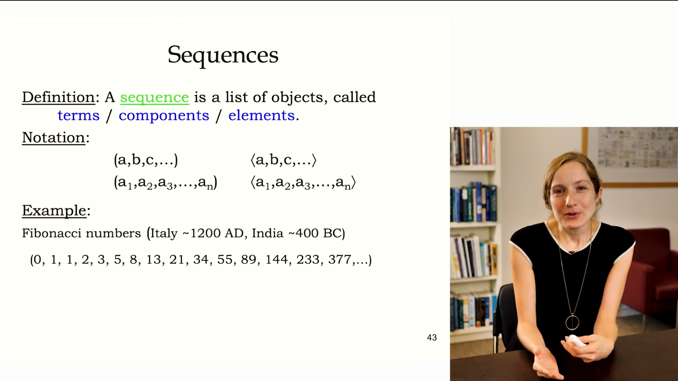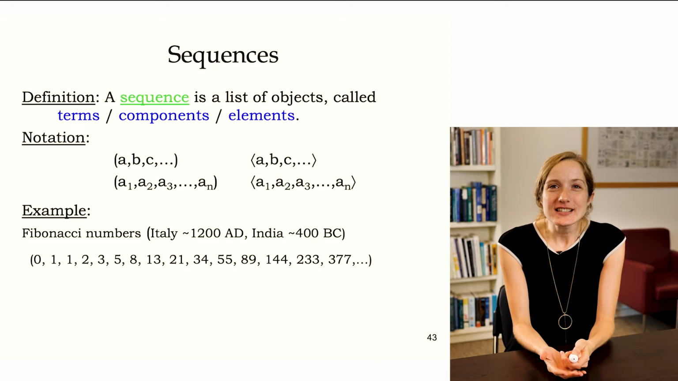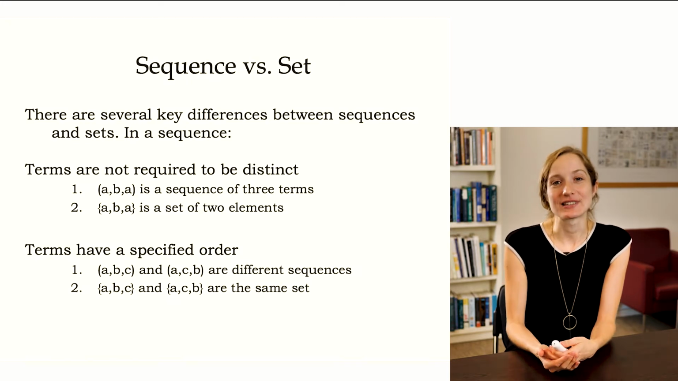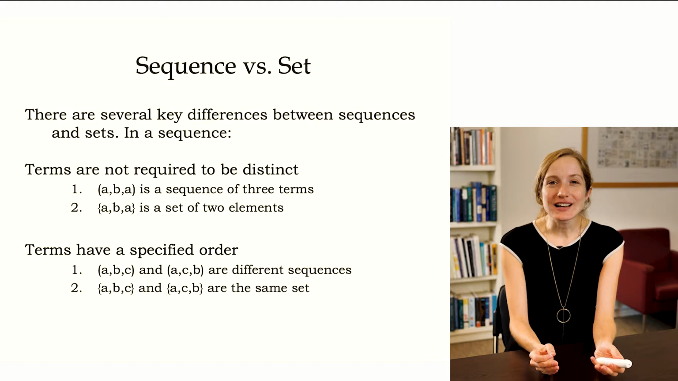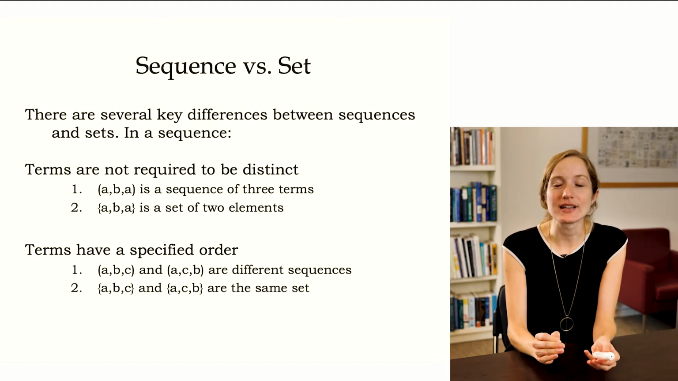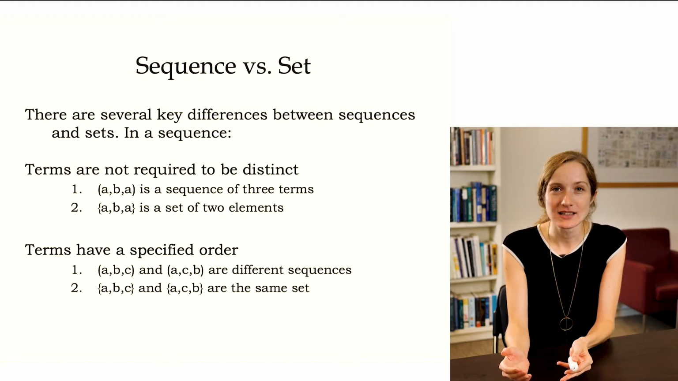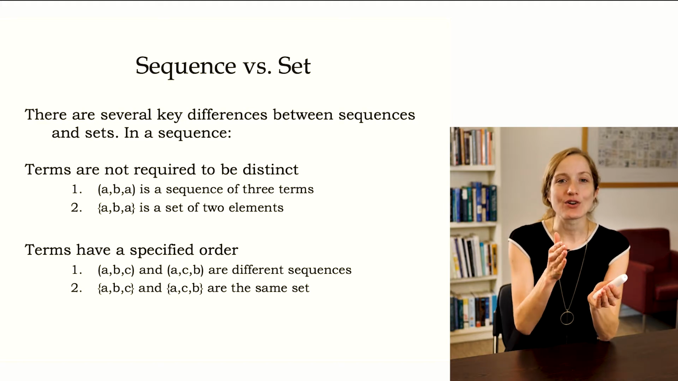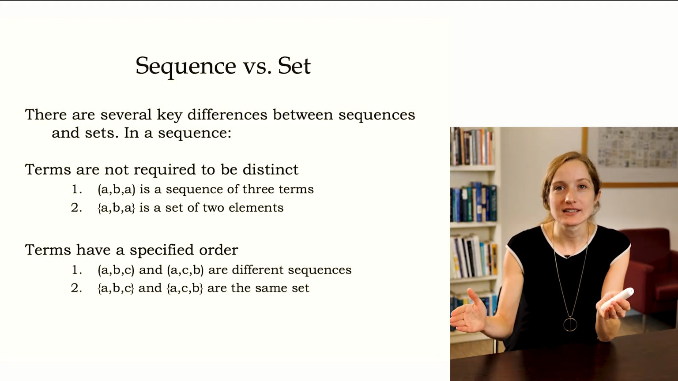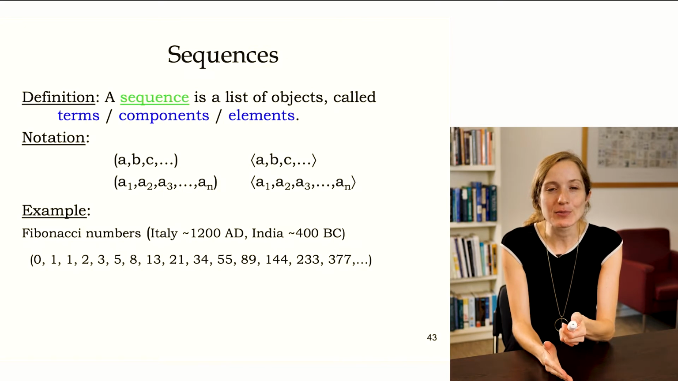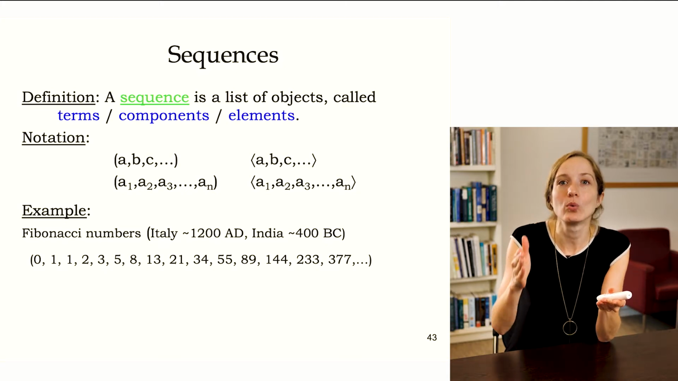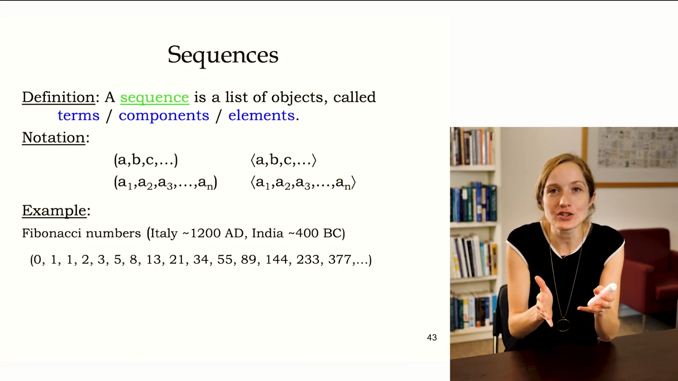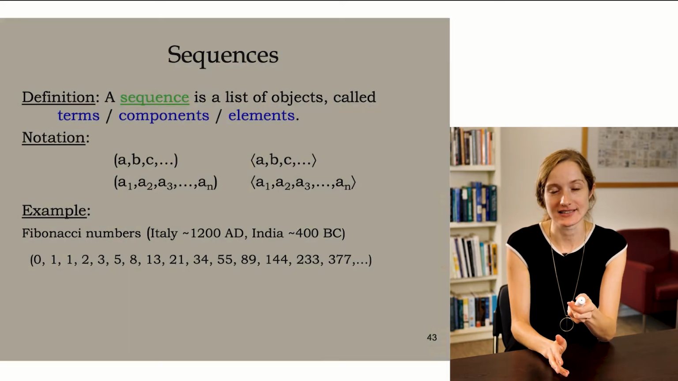So what am I getting at with all these examples, and how does this compare to what we've seen up till now about sets? Okay, so there are a few key differences between a set and a sequence. The first is that in a sequence, elements are not required to be distinct. Even in this previous Fibonacci example, I have 0, 1, 1, and these are two instances of 1. I can't just squash those down like we did with sets.